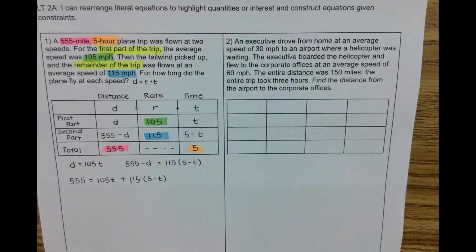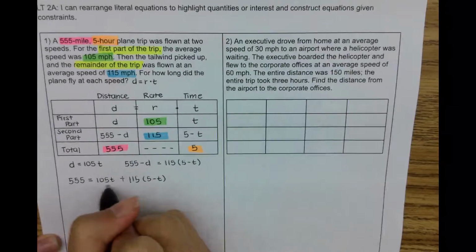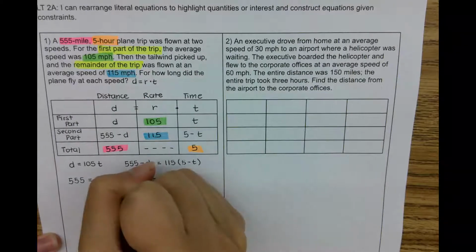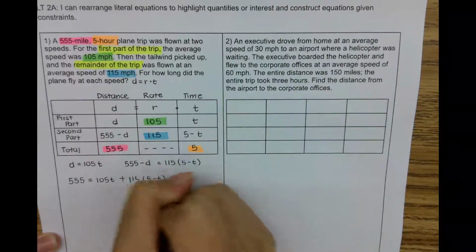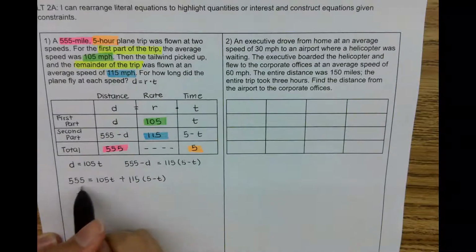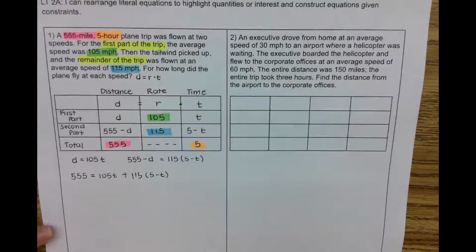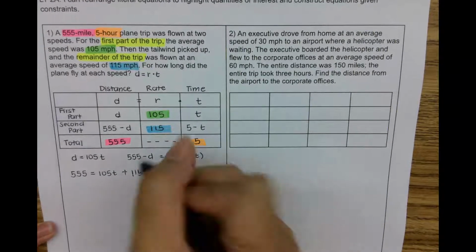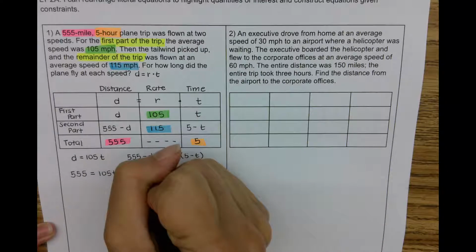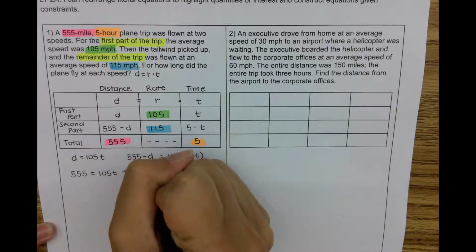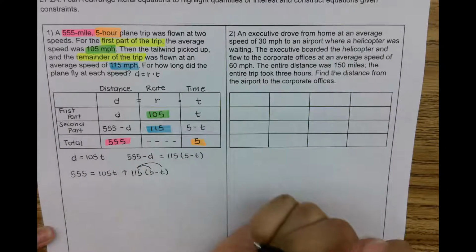Okay, so the distance of the first part plus the distance of my second part equals my total distance, which I know is 555. Okay, now this should be pretty familiar to us. We can solve. So first thing when we solve equations is simplify, by distributing or combining like terms.